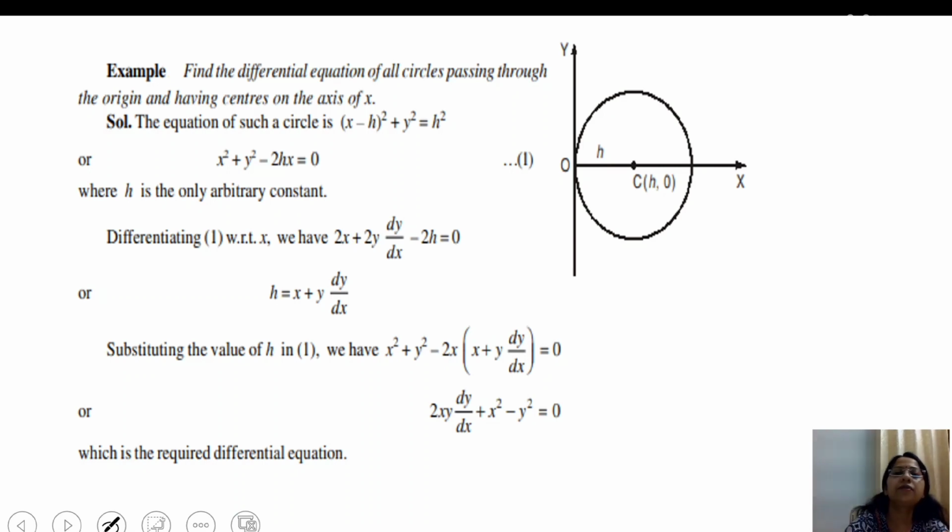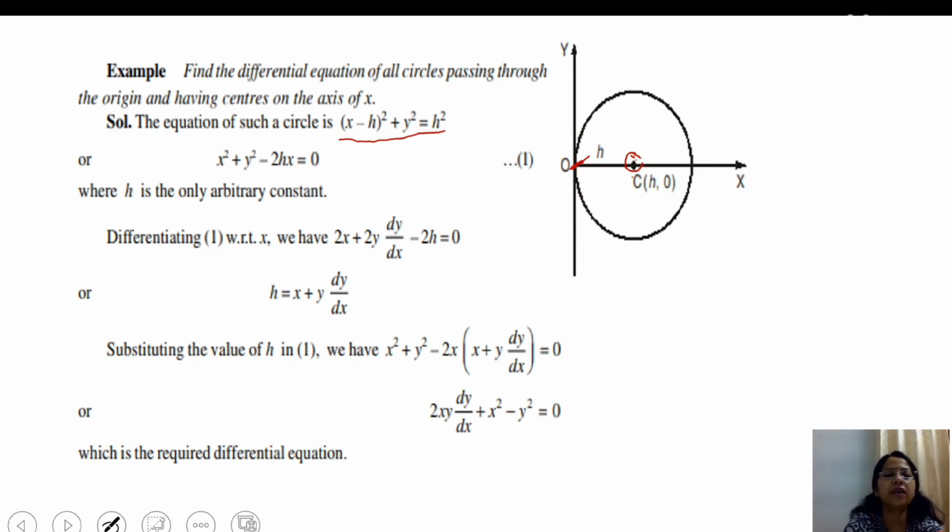So we know that if a circle is passing through the origin and has its center on the x-axis somewhere here, let's say the point of this center, that is C, is (h, 0). So h is a distance we can take from the origin towards the x-axis. That becomes the radius as well. So we can write the general equation of the circle by taking (h, 0) as the center, and of course h becomes the radius.